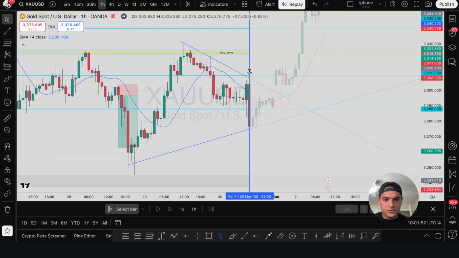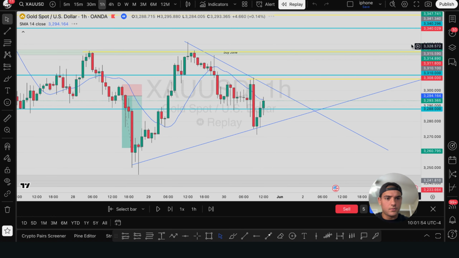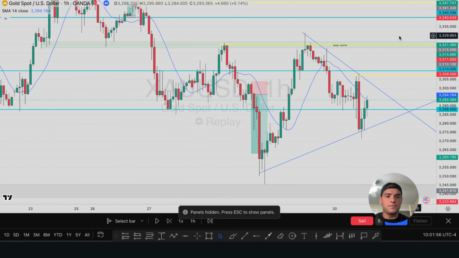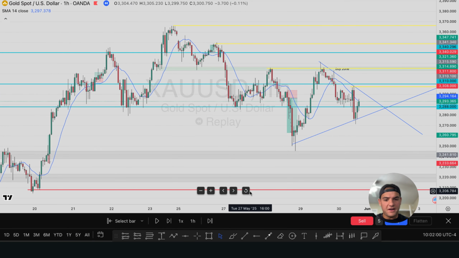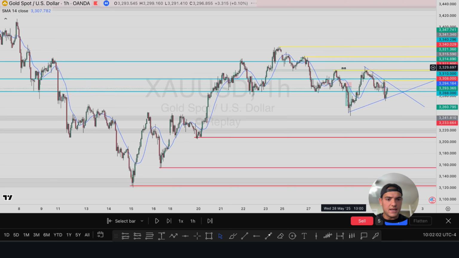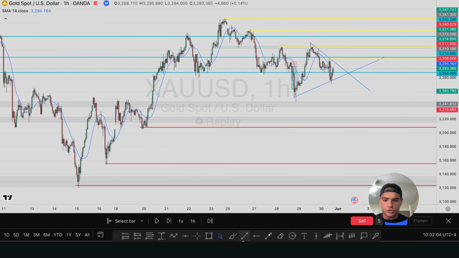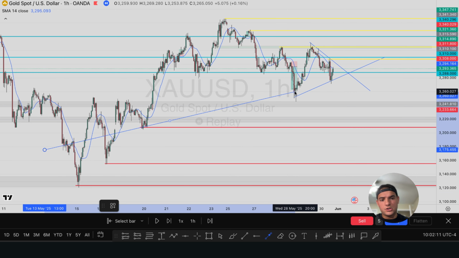For when price was like here, I had mapped out all the highs on the market. If I zoom out, you guys are going to see that I mapped out all the lows. So this is a low right here, this is another higher low, another higher low, another higher low as well. And from what we can see, we are in a bullish trend.